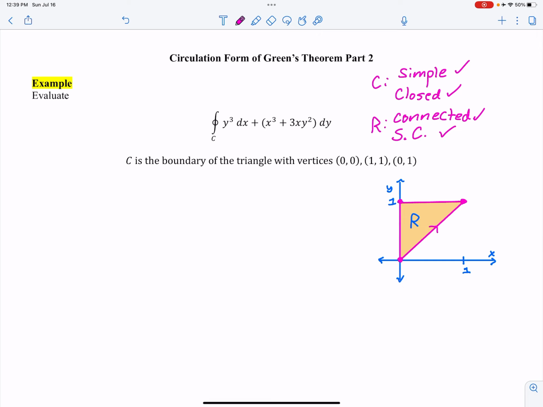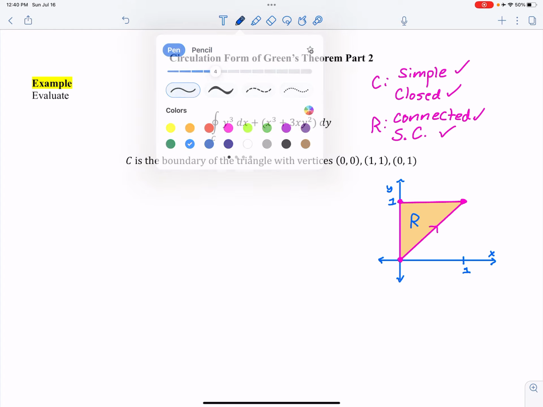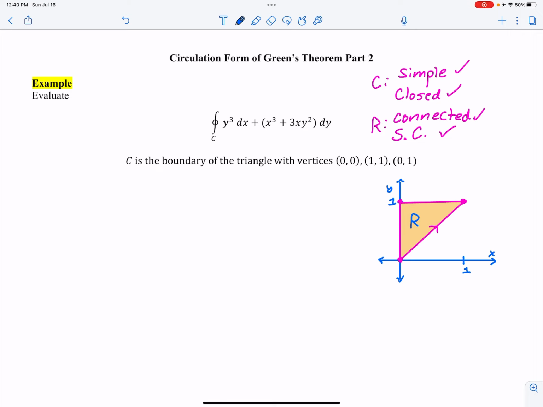Simply connected means I can put a path or some open space in here and contract it and stay in R. And that's for any open space I can put in R. So that, this tells me I can use Green's theorem since I checked off all of those. So let's go ahead and start Green's theorem.